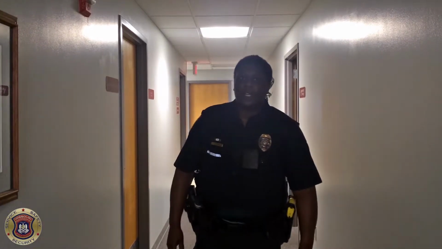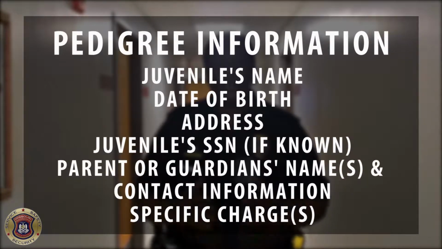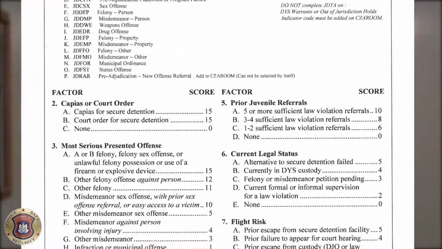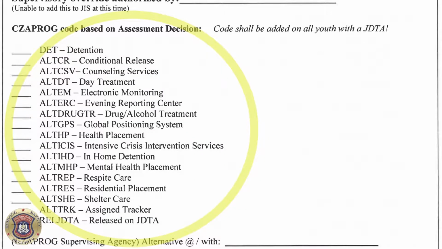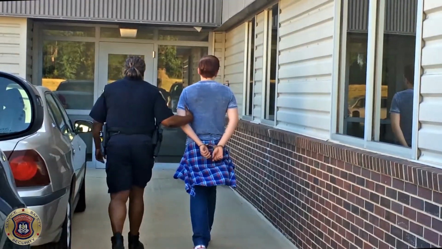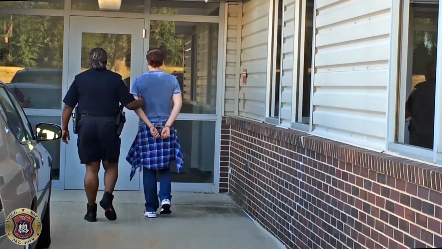Now that you've taken the juvenile into custody, you'll need to make sure you get his pedigree information as well as the arrest charges. You'll then need to contact the juvenile office and speak to a juvenile officer who will then use this information to complete the JDTA, which is the Juvenile Detention Assessment Form. The juvenile officer will then decide at that point to release the child to a guardian and a parent and/or a suitable adult, or transport the juvenile to a supervised detention center. This may look different in each jurisdiction. It's important to contact your local juvenile office regarding policy and procedures of presenting a juvenile.